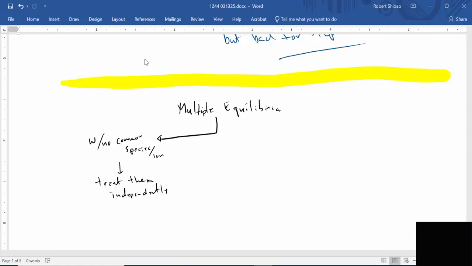So it'd be separate problems. Rather than step 1, step 2, you have one and then the other, and then you look at it as a whole. Then we have multiple equilibria with common ion or common species. If we have multiple equilibria with common species, common ion, then we have to solve these equilibria simultaneously.